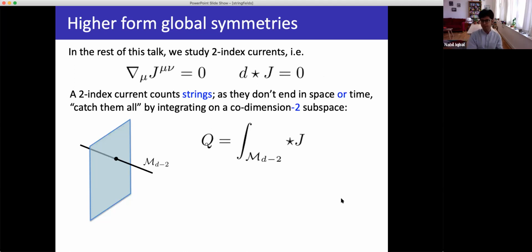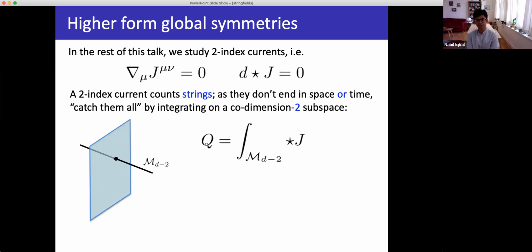Now, what does a two index current count? A two index current counts strings, okay? They don't end in space or in time. So there are strings that have no end. You should imagine that the extra index here, mu, tells you which way the string is pointing.